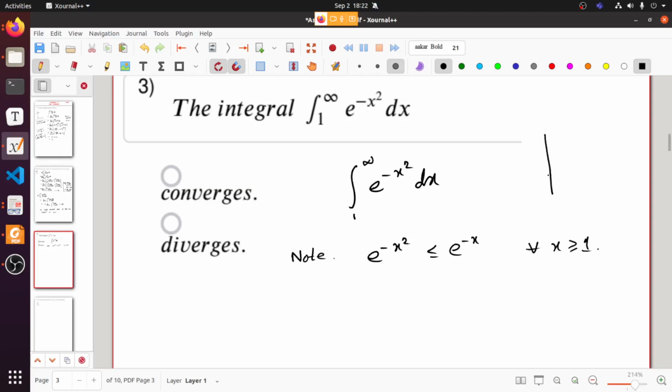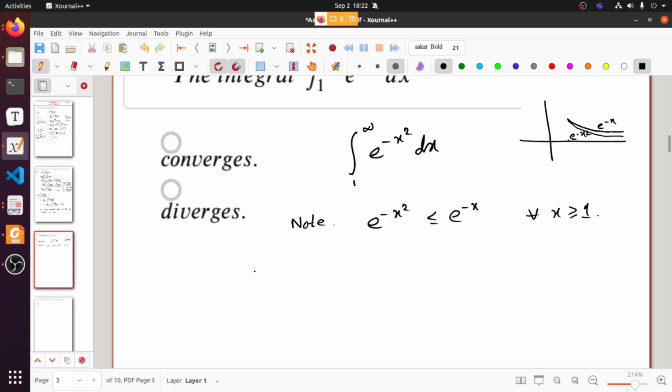If you draw the curves like this, at x equals 1 it grows like this and it has a much higher decay. So this is e to the power minus x square and this is e to the power minus x. So this is always less than e to the power minus x for all x greater than or equal to 1, right? So now by the comparison test, you can write integral 1 to infinity e to the power minus x square dx is less than integral 1 to infinity e to the power minus x dx, right?